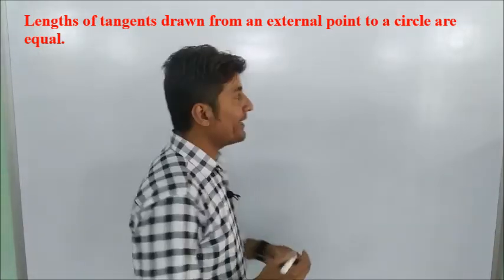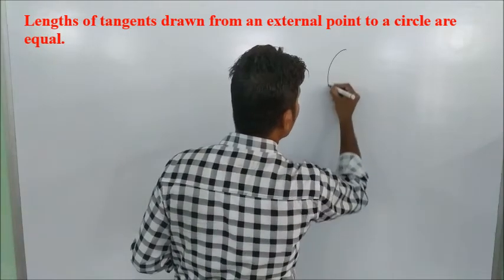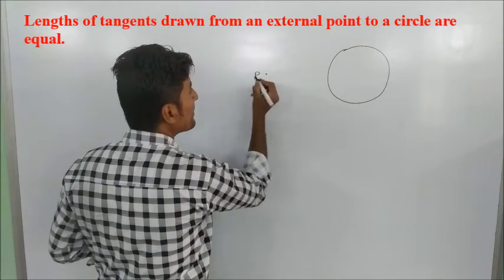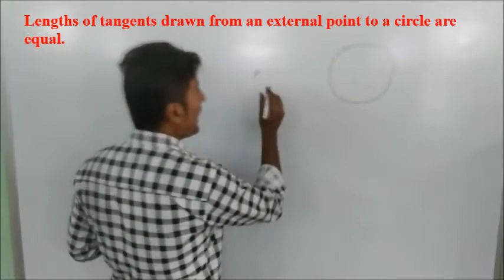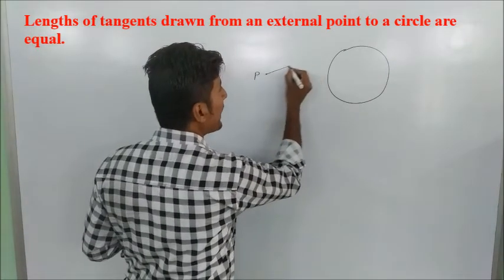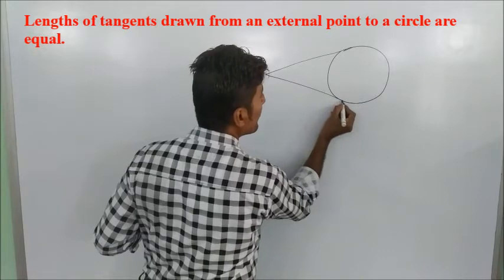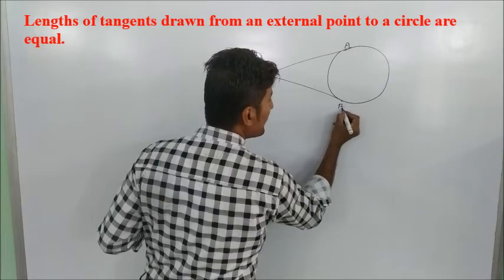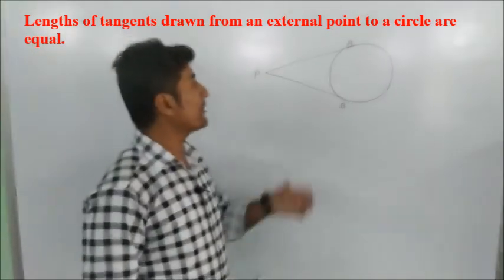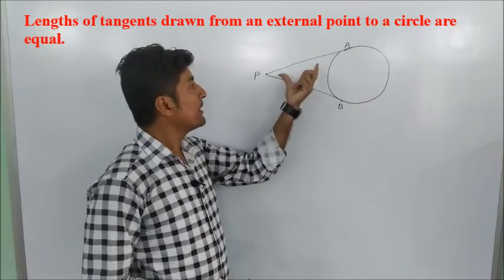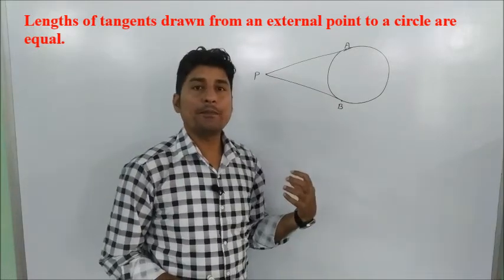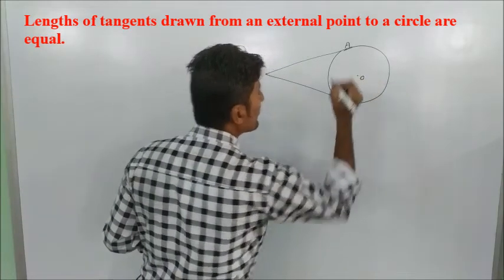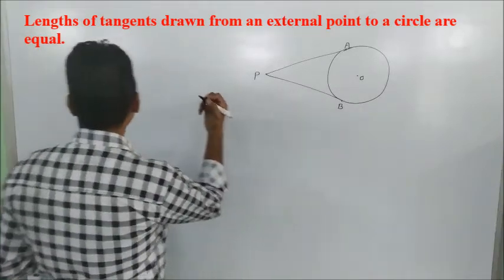First of all, we will consider a circle, and suppose point P is an external point of the circle, and from this point P we are drawing 2 tangents to the circle. The name of the first tangent is PA, while the name of the second tangent is PB. Here we have to prove that the lengths of these 2 tangents are equal, meaning PA is equal to PB. Let us consider O is the center of this circle. Now let us see how to prove this theorem.